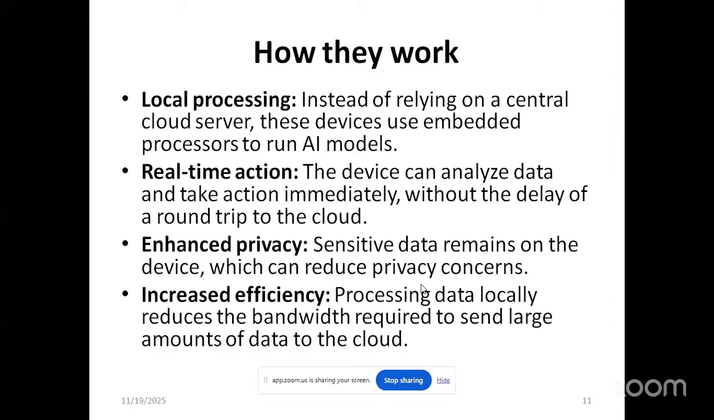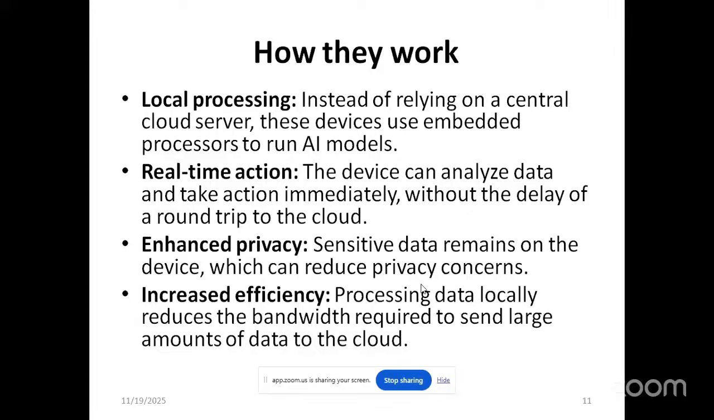Embedded processor means a small computer, like a Raspberry Pi or Jetson computer. Any embedded system can run the AI algorithm with programming like MicroPython or Python. Any powerful language can be used. Next, real-time actions: this device can analyze the data and take action immediately, without the delay of a round trip to the cloud.